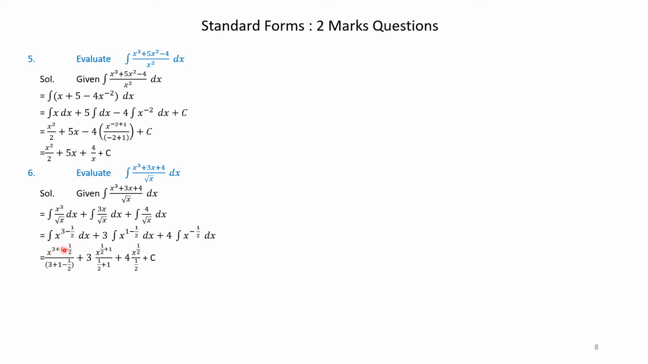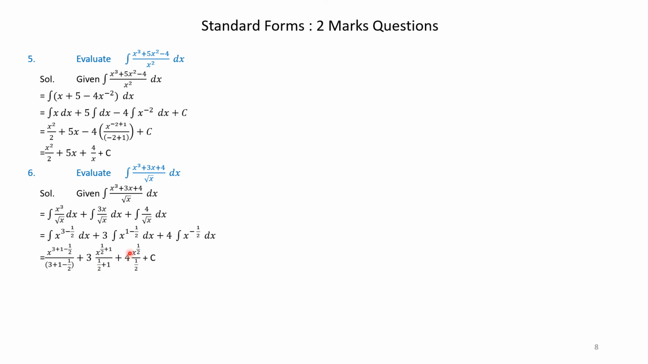Therefore, 3 plus 1 minus half. It is rewritten in this form, and the denominator is once again the same thing. That is 3 plus 1 minus half, plus 3 into x to the power of 1 minus half, which is half plus 1 of the integration. So, it becomes x to the power of half plus 1 divided by half plus 1.